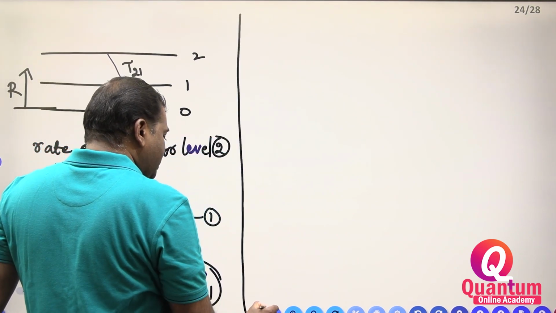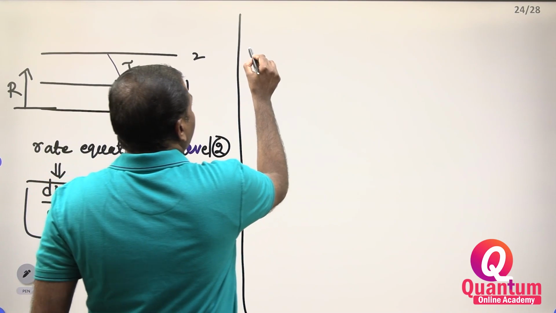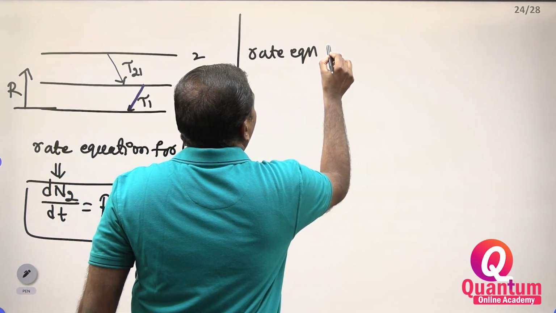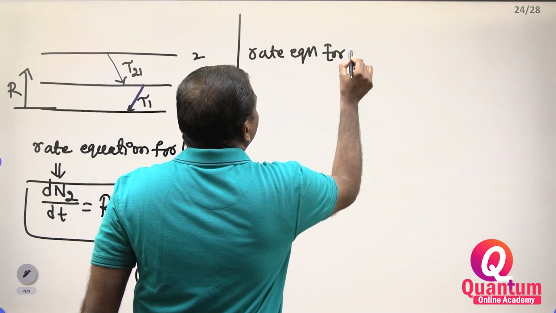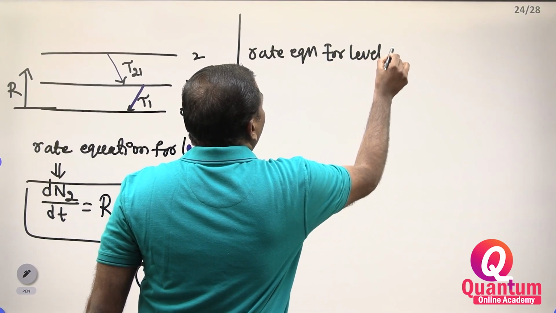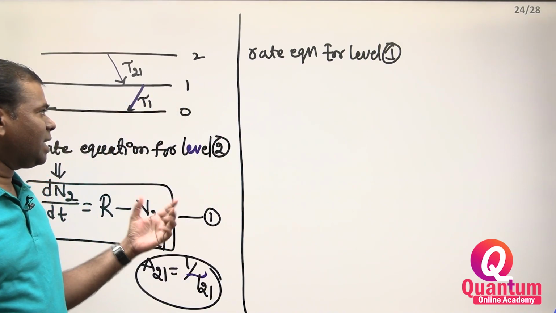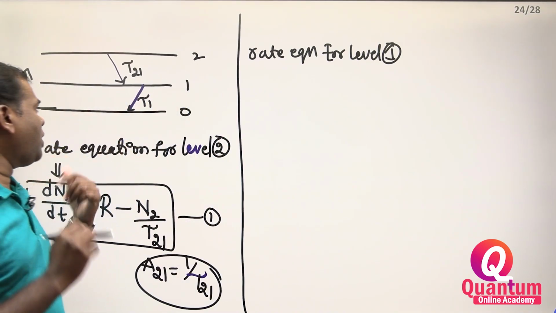Next you have to write a rate equation. For which level do we have to take it? Level 1. The rate equation for level 1 you have to take. What is the rate equation for level 1?